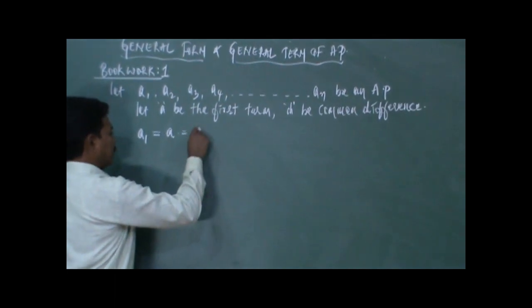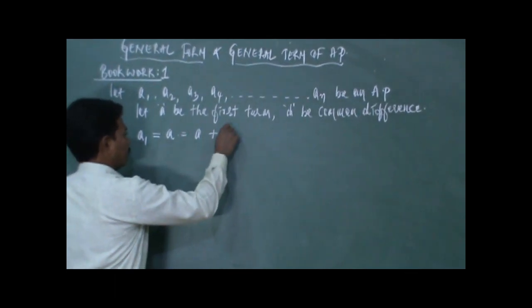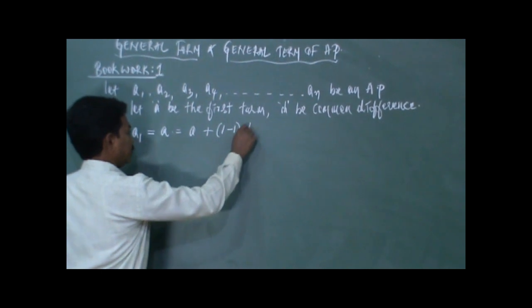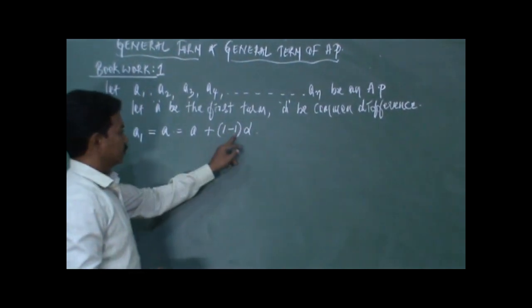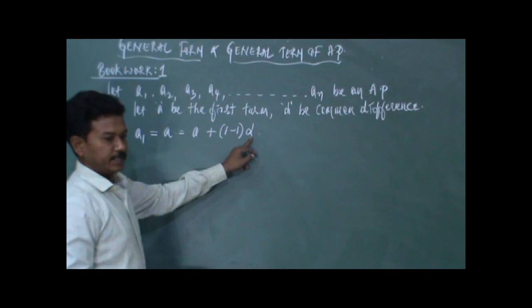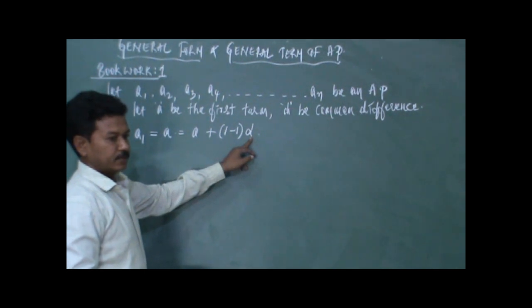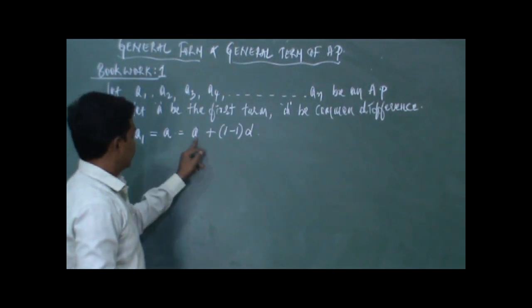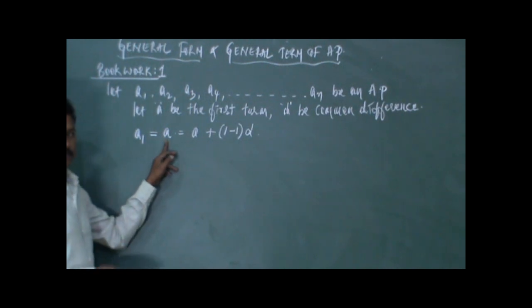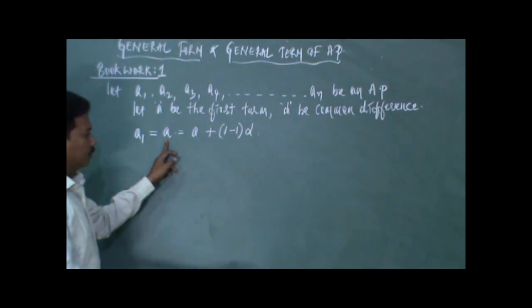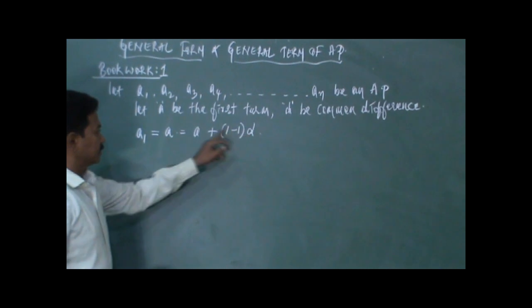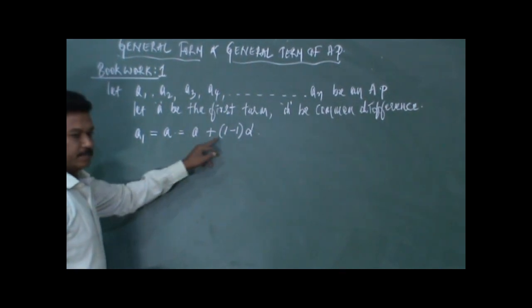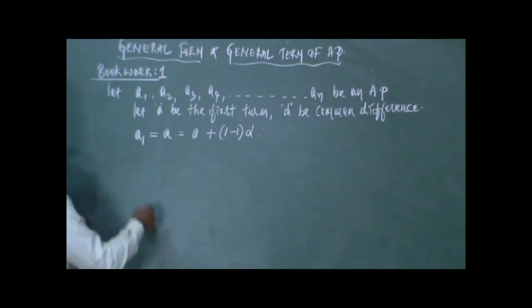So that is how we are going to write it mathematically. a1 is equal to a plus 1 minus 1 into d. So 1 minus 1 is 0. 0 into d is 0. 0 plus a is again a. So first term is a. So 0 times common difference is added to the first term. That is the meaning of the mathematical statement.